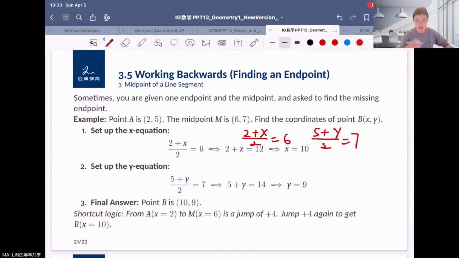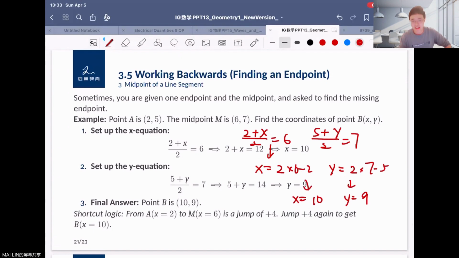And you can solve for the X, Y values right here, right? So first, we can say x equals 2 times 6 minus 2, and y equals 2 times 7 minus 5, right? So here the x value equals 10, and the y value equals 9, okay? So we can say the midpoint, oh, sorry, another point is 10, 9, okay? That is how we can find this value.